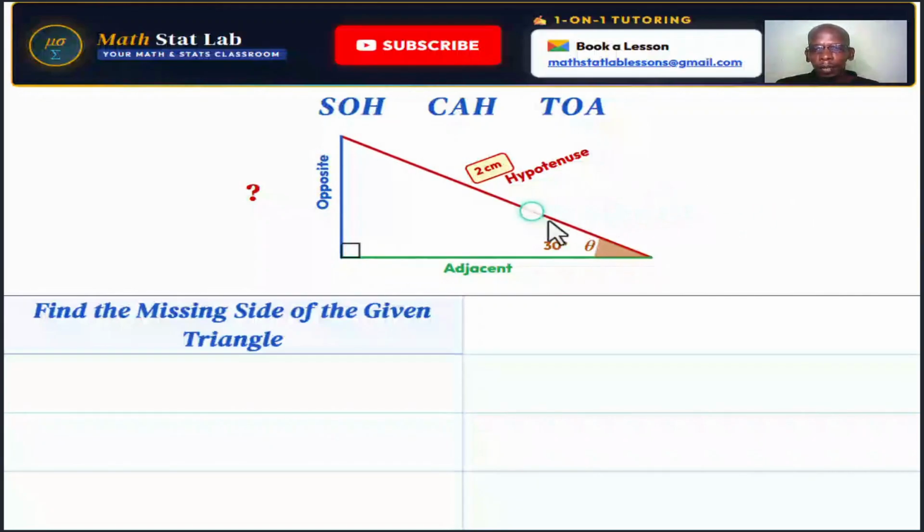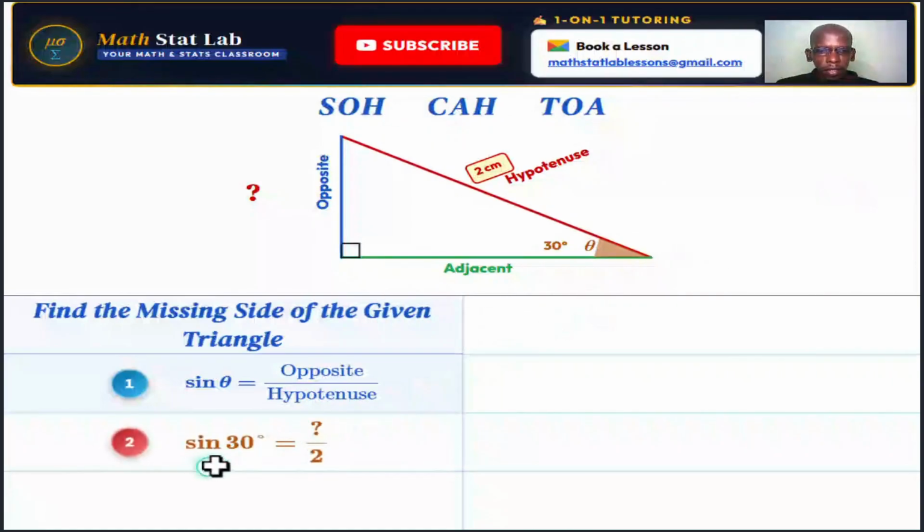So to use sine, we are going to find the sine of this angle, and the sine of that angle, sine theta, is given by opposite, which is this O, divided by hypotenuse, which is this H. So from there, we say sine 30, since we are given 30, is equal to the opposite, but we don't know the opposite. It's the one we are finding, so I just put a question mark, divided by the hypotenuse, of course, which is 2 centimeters. That's why I put 2 centimeters there.